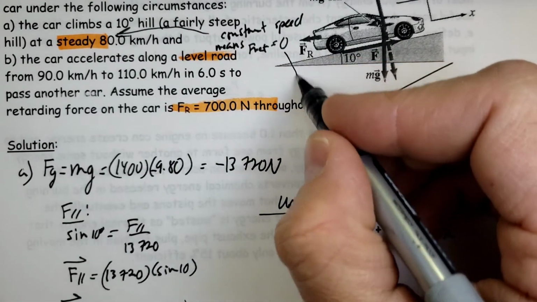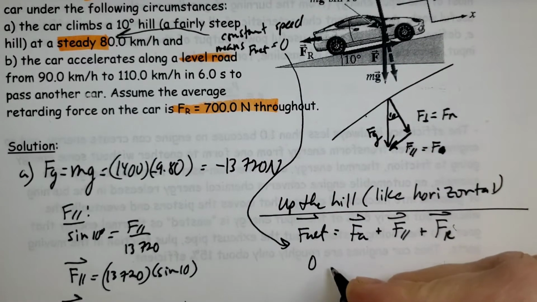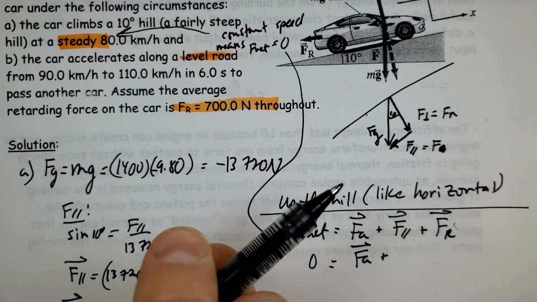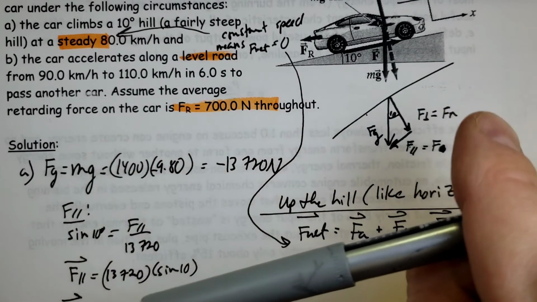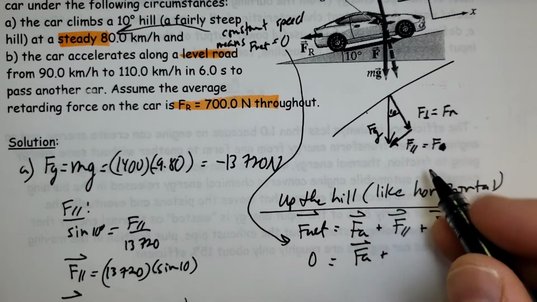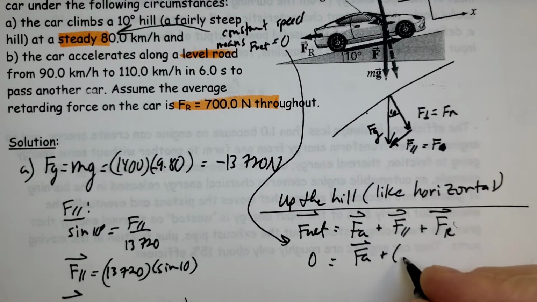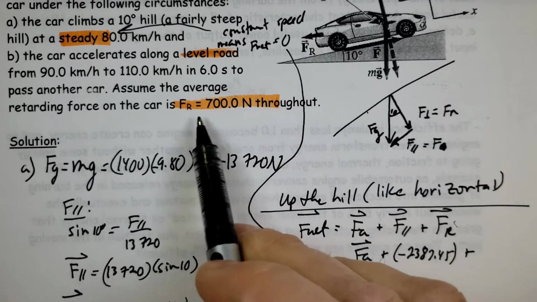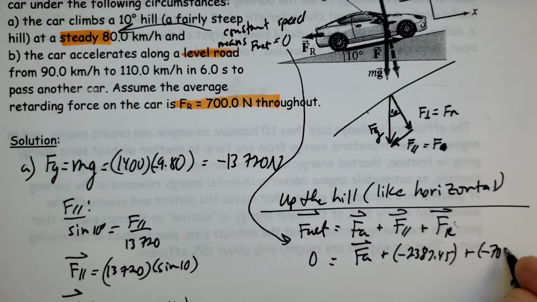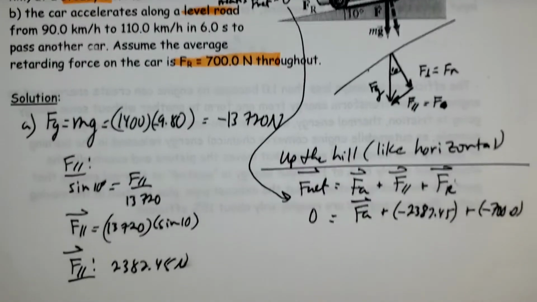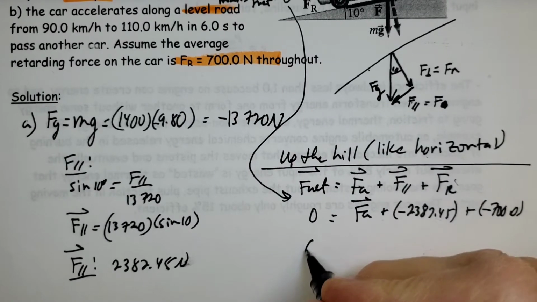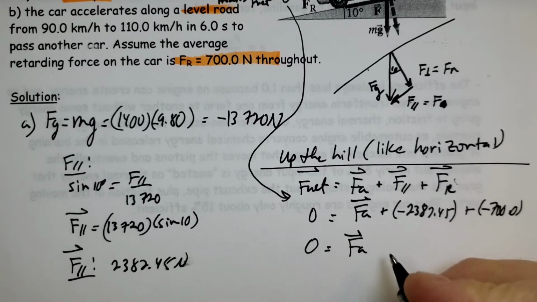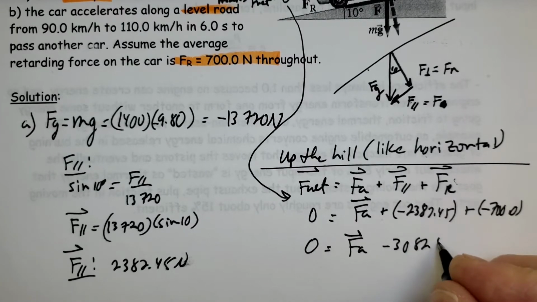Now, since we're told steady speed, we know, of course, this is equal to 0. If we assume that we're applying the force in this direction, that's positive, then these are going to be negative. Negative 2382.45 working against us, as well as this 700 is working against us as well. Just like before, we have to look at our directions and see what's working with us and what's working against us. So if I combine these two, I get 3082.45.